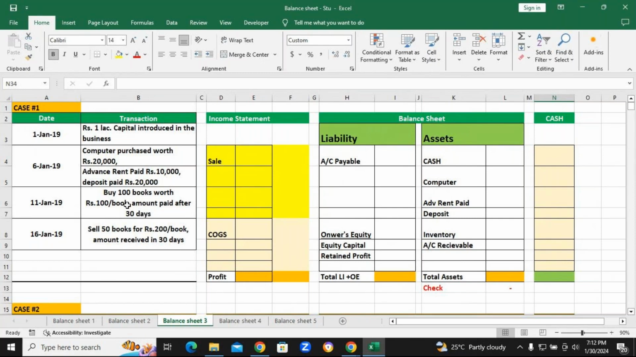On 16th Jan, I am going to sell 50 books at the cost of 200 per book. So the amount will be received in 30 days. I am going to pay the amount after 30 days, and I am going to receive the amount after 30 days. That means the sales and purchase are both happening on credit. So I am yet to receive the amount and yet to pay the amount.